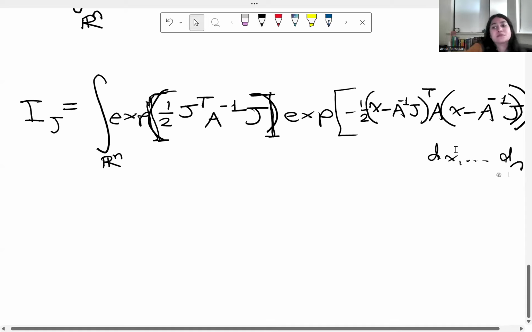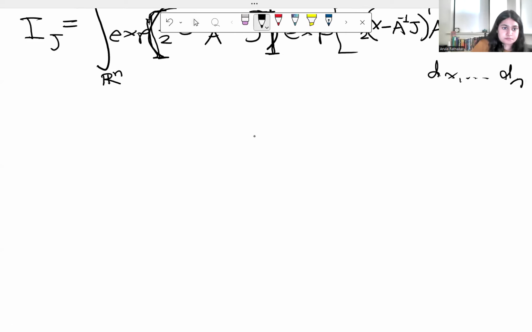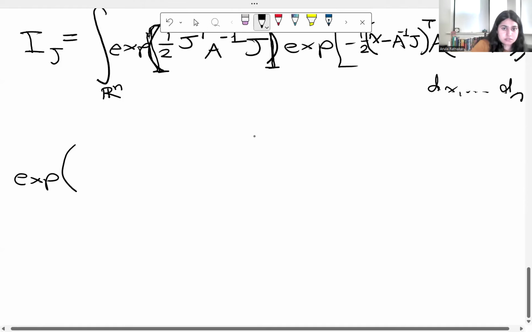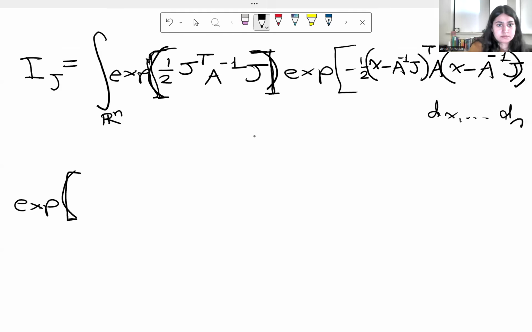Since we're depending on these x's, we can see that this first part doesn't depend on x at all. So we can move it out of the integral. So let's do that. It's just a constant with respect to that. There's nothing that's going to change it. Oh, this is just supposed to be a square bracket.